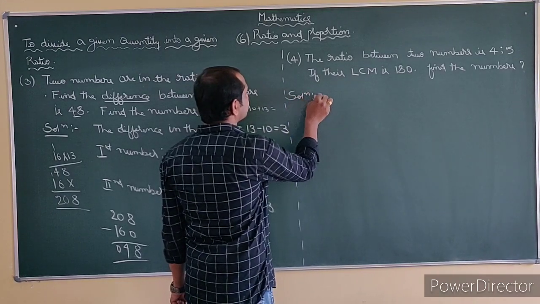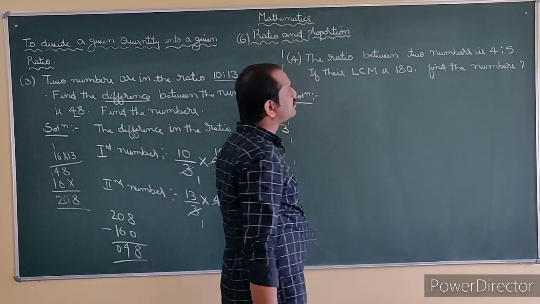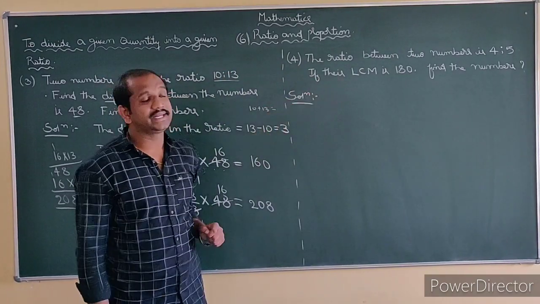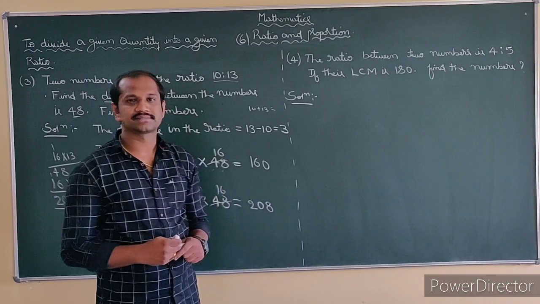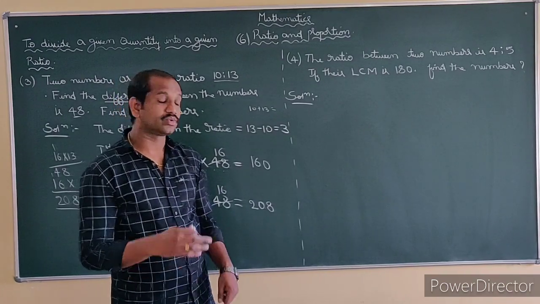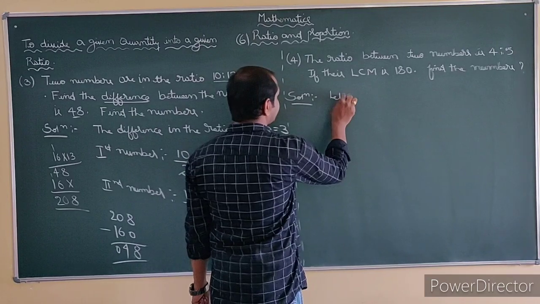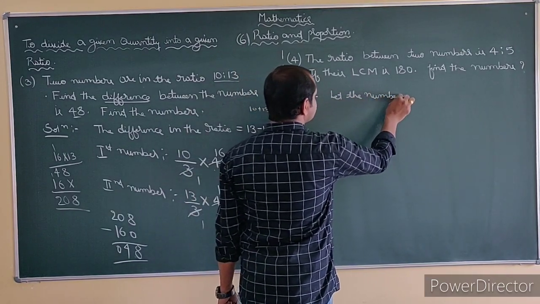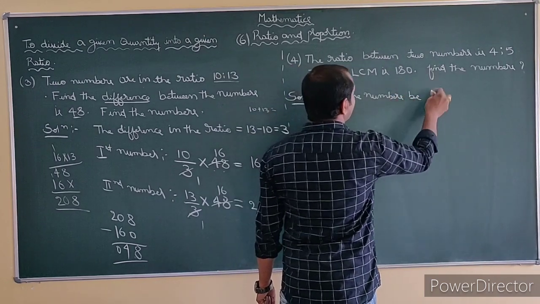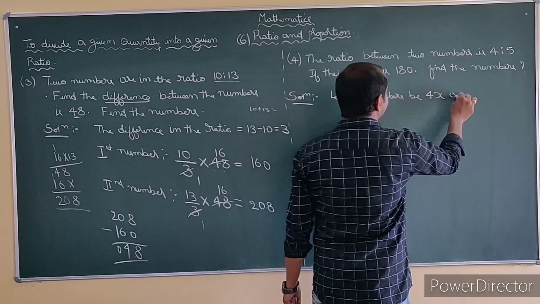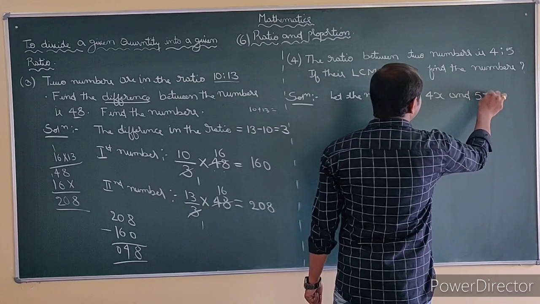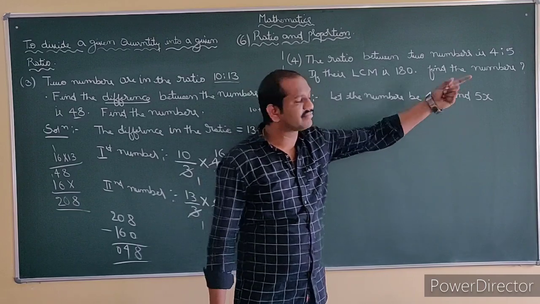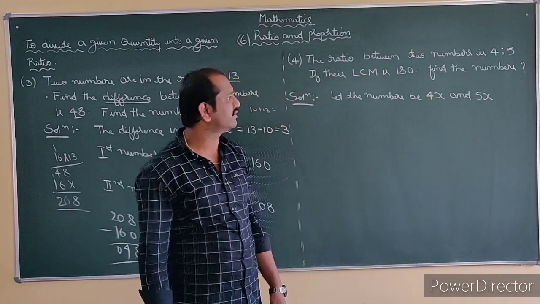So what is it? The ratio between two numbers is 4:5. If the LCM is 180, find the numbers. So we don't know the numbers. Let the numbers be 4x and 5x. I don't know what the numbers are, so I am considering 4x and 5x, as the ratio is given.